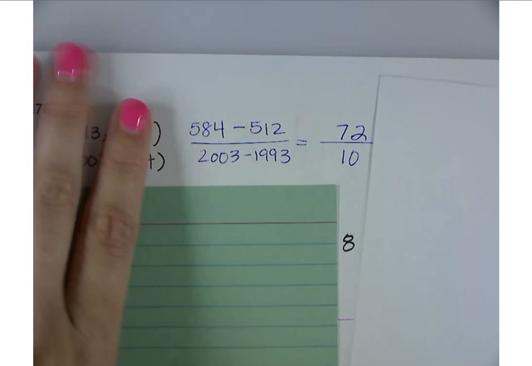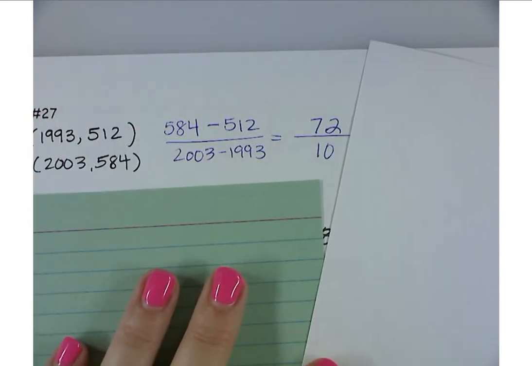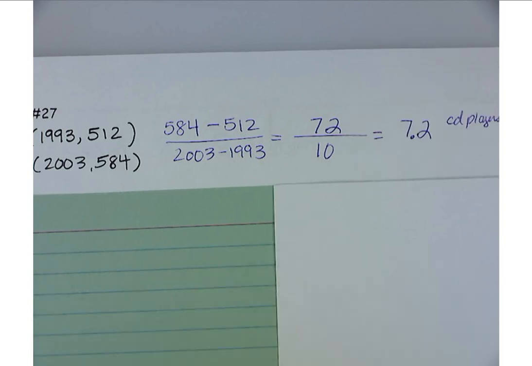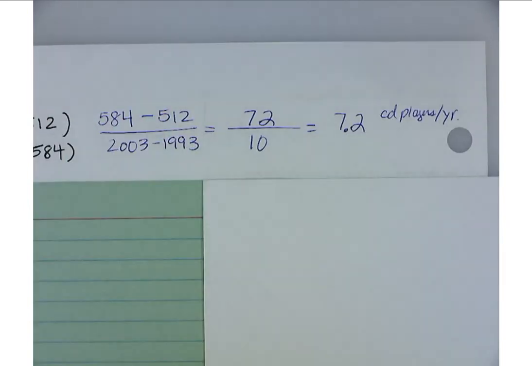You don't even need a calculator for that one, because what do you have to do when you divide by 10? Just move the decimal place 1 to the left. Okay, so we have 7.2, and then we're going to label that as CD players per year. So make sure you label your units. That will be the same on your test. And so you will have points for being able to label your units. So make sure you practice that.